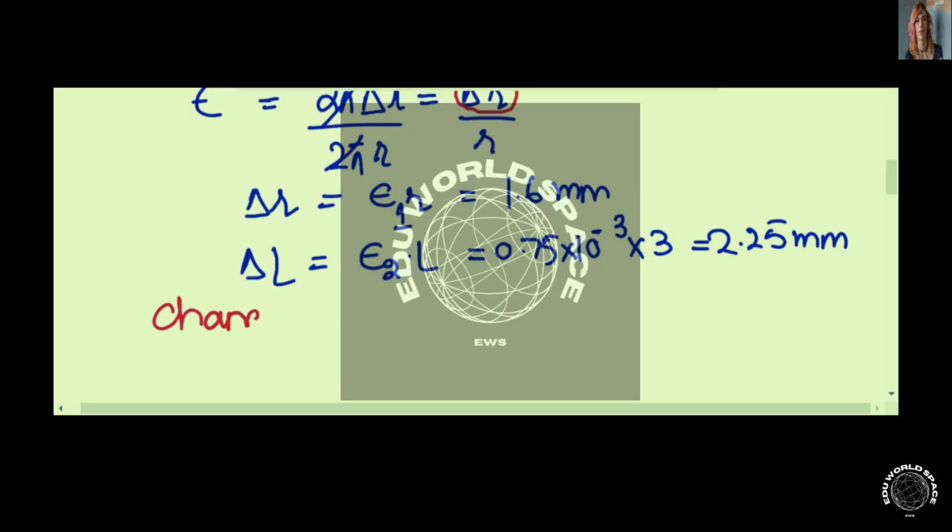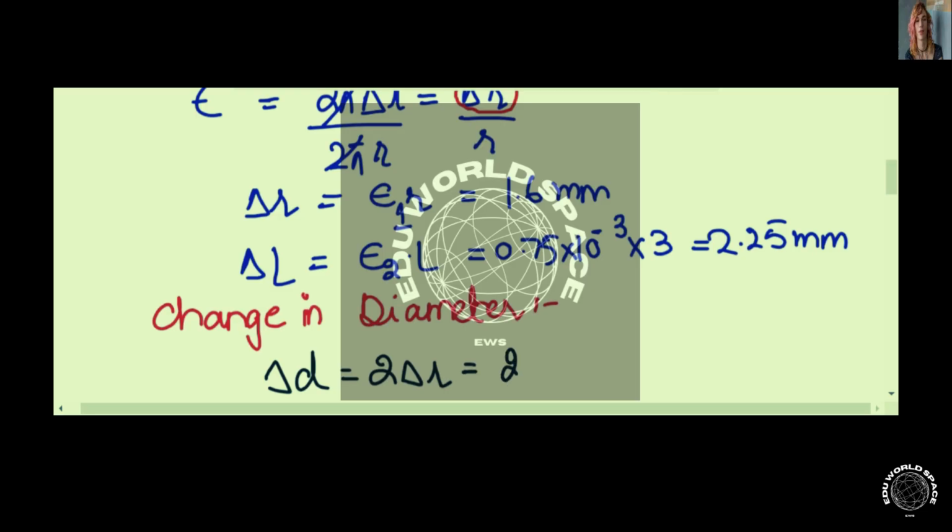And from here we can find out the change in diameter. So the change in diameter can be written as del d, that is equal to 2 del r, that is equal to 2 into 1.6, that is equal to 3.2 millimeter, right? So that concludes our problem.